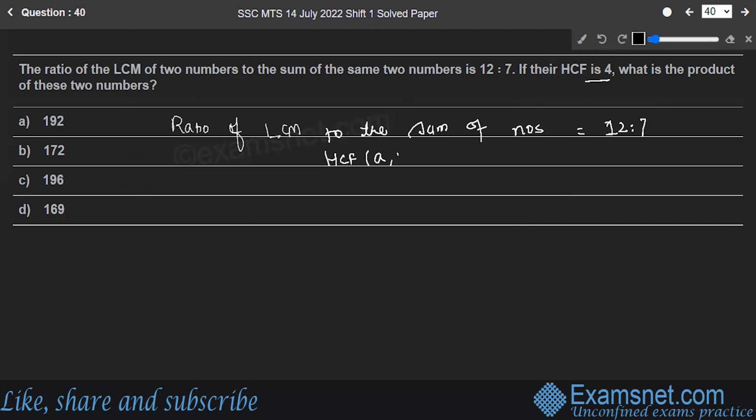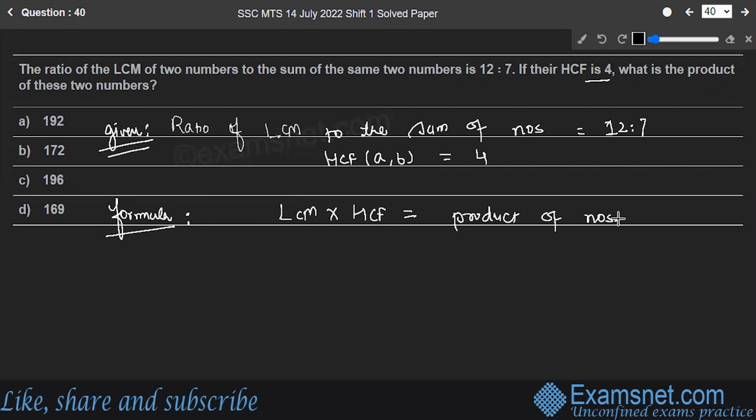If I'm assuming the numbers to be A and B, the HCF of the two numbers is equal to 4. So let's write down the formula as well. So here is the formula: LCM into HCF is equal to the product of the two numbers, right? So now let's move with the solution.